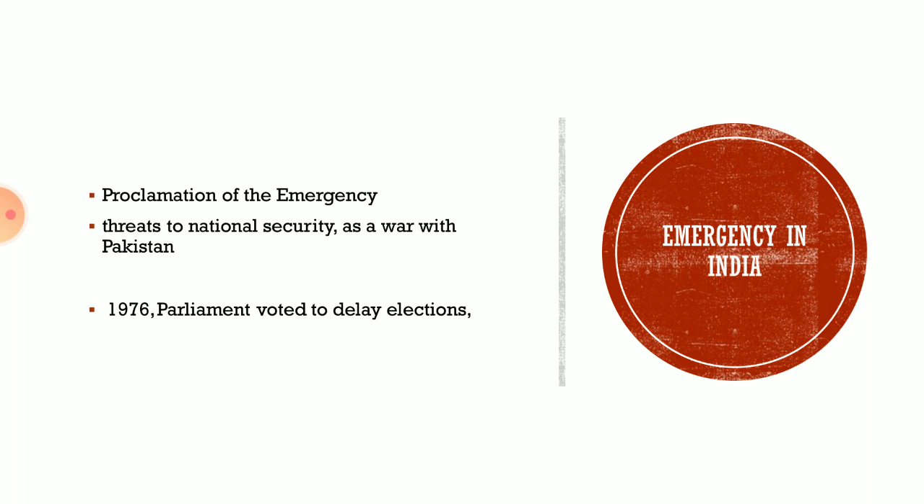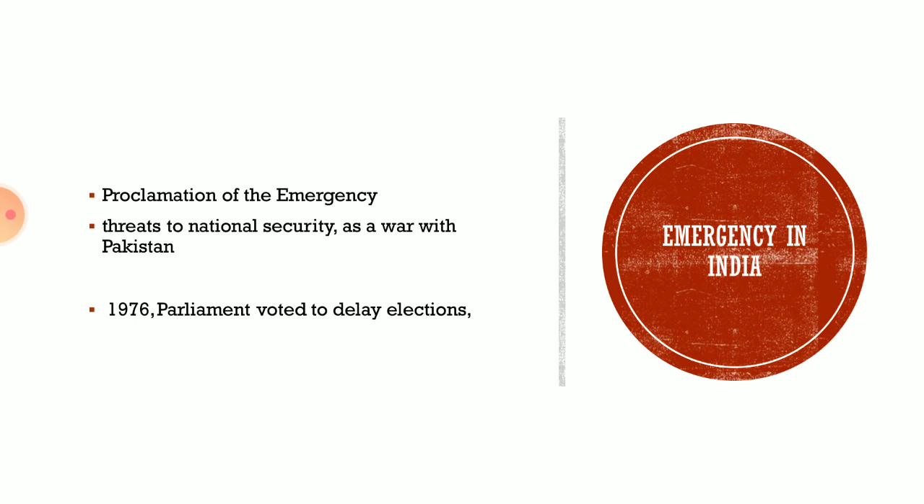And later on, you know what happened. After resolving the procedural matter, President Fakhruddin Ali Ahmed declared a state of internal emergency upon the prime minister's advice on the night of 25th June 1975, just a few minutes before the clock struck midnight. So basically 26th of June. As the constitution requires, Mrs. Gandhi advised and President Ahmed approved.